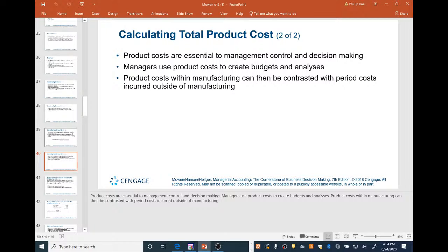It's also good with period costs. You can help control period costs as well by having your product cost under control. And we're going to start getting into examples on the next slide and start actually applying these formulas with actual problems so we can see. So everyone ready to get into the problem?